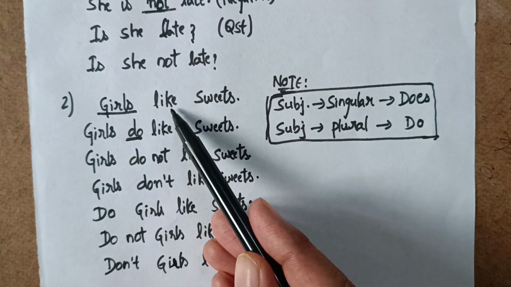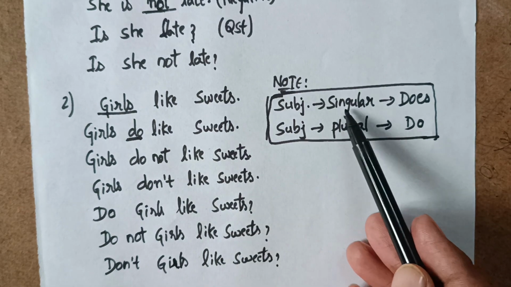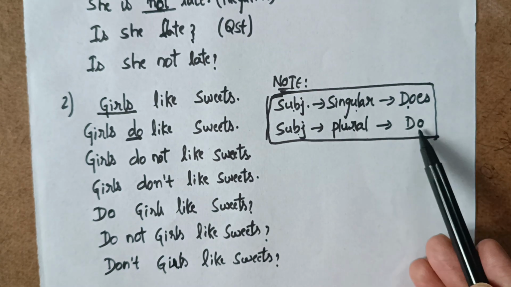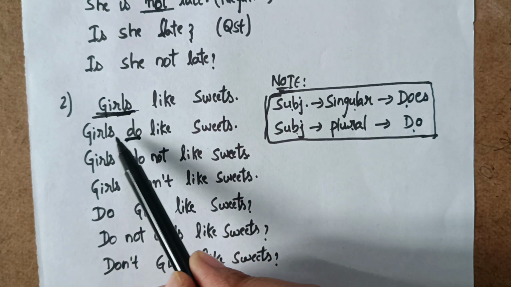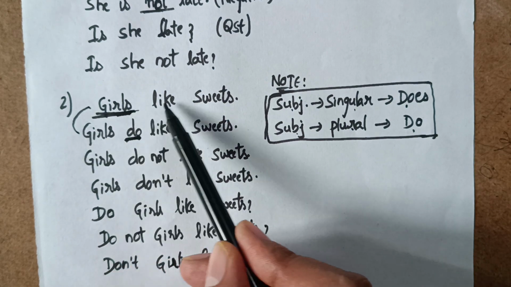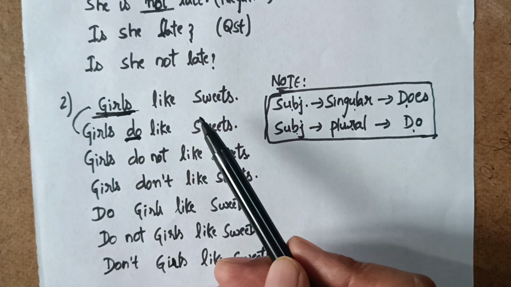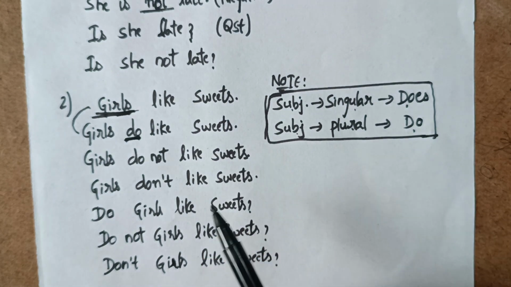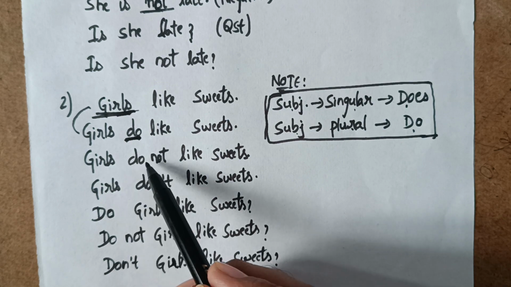So girls like sweets means directly I cannot convert this statement into negative. I need to take the help of this. If subject is singular, I need to write does. If subject is plural, I need to use do. Here girls means subject is plural, so I am using do. Girls do like sweets. What is the difference between these two statements? Girls like sweets, girls do like sweets, both are one and the same. We can say I do like mangoes, I like mangoes. Like that we can use both statements, vice versa. I am making here negative: girls don't like sweets.